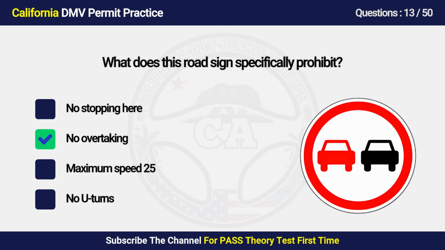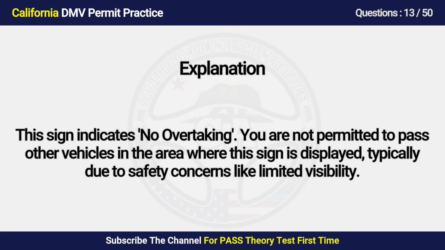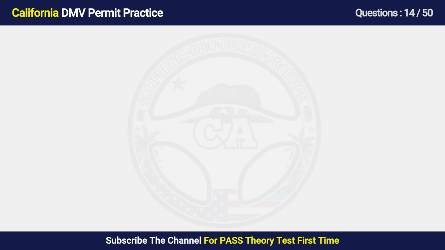Answer is B. No overtaking. This sign indicates no overtaking. You are not permitted to pass other vehicles in the area where this sign is displayed, typically due to safety concerns like limited visibility.